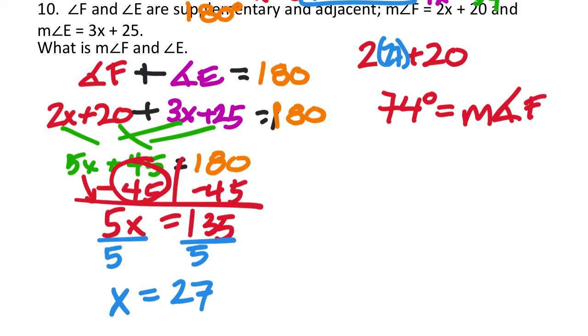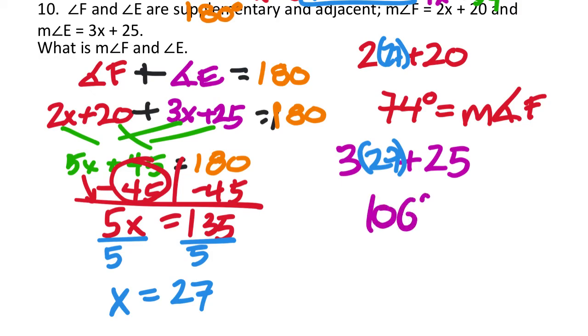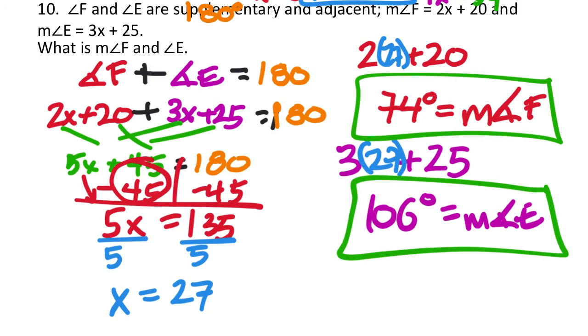And then I go to the measure of angle E, which was 3x plus 25. But now we think we know the value of x, which is 27. Sorry, I'm almost done. So 3 times 27, I'm going to pull my calculator out. 3 times 27 plus 25 is 106. So that's 106 degrees, which is the measure of angle E. And the last thing I should do is take 74 plus 106, and that should equal 180, which it does.